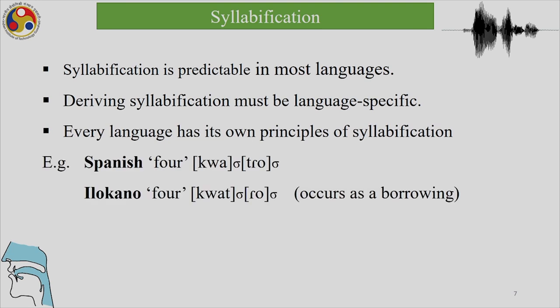Spanish, four, cuatro, and Ilocano, four, cuatro. Okay, this is from borrowing, but it seems Spanish syllabifies as qua and tro, whereas Ilocano would like to have this final consonant as a coda, whereas in Spanish the two consonants in between would rather be the onset of the following syllable.